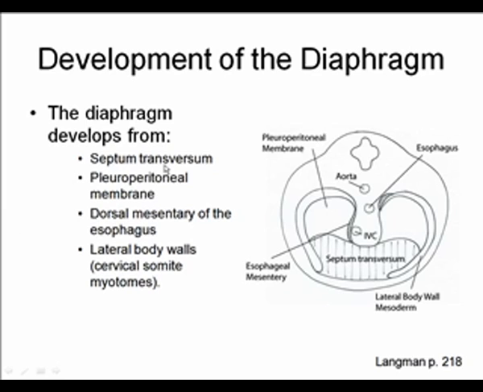So when you look at the diaphragm and see what it forms from, you'll see that it forms from the septum transversum, the pleural peritoneal membrane, just right here, the dorsal mesentery of the esophagus, right here, and the lateral body wall. And this tissue will give rise to the muscle cells of the diaphragm. That is, the cervical somite myotomes are going to migrate downward from C3, 4, and 5, and they'll migrate into the diaphragm.